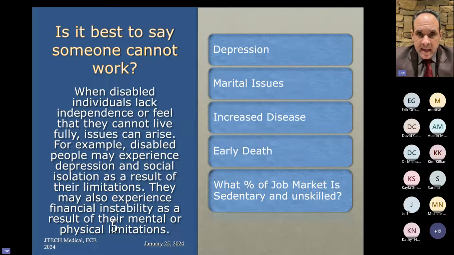And in your mind, you may think, well, the patient can't go back to work, and maybe that's true, but saying they can't do anything is really a detriment, because, not to go on too much about it, there's extensive research that if someone has a permanent disability, there are lots of problems. There's depression, there are marital issues, there's anxiety, increased morbidities, early death.